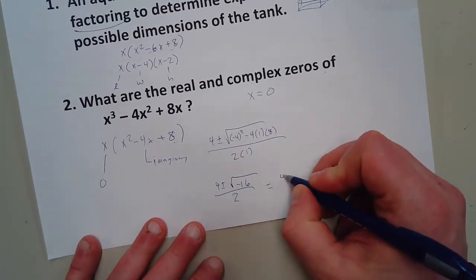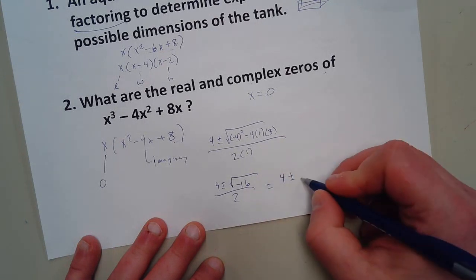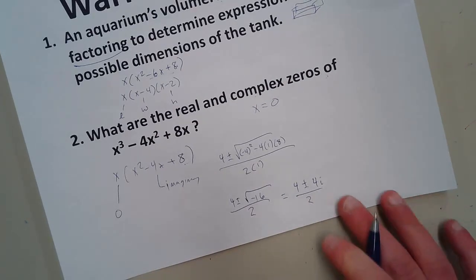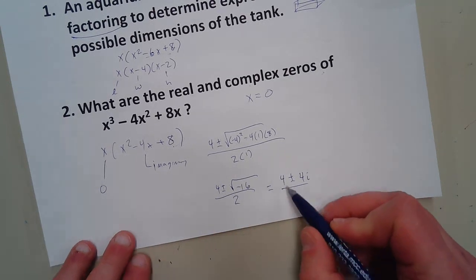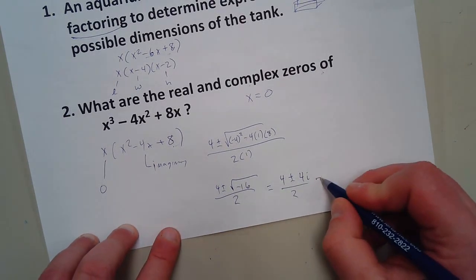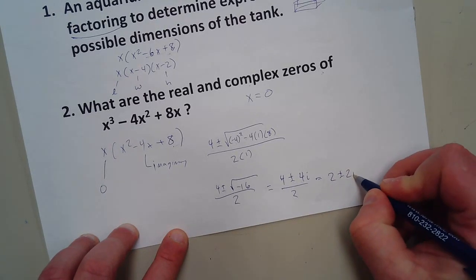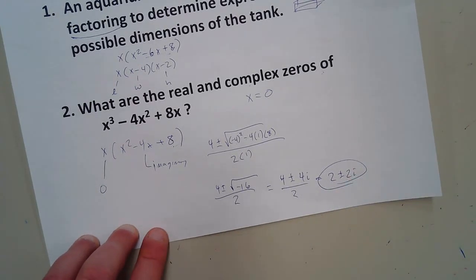So what's this going to be? Well, the square root of negative 16 would be 4i, because the square root of positive 16 would be 4. If you're taking the square root of a negative, it's just going to be the same thing but imaginary. Now, to simplify this further, these numbers do both divide by 2. So 4 divided by 2 is 2, and 4 divided by 2 is 2 again. And so that is going to be my other two solutions.